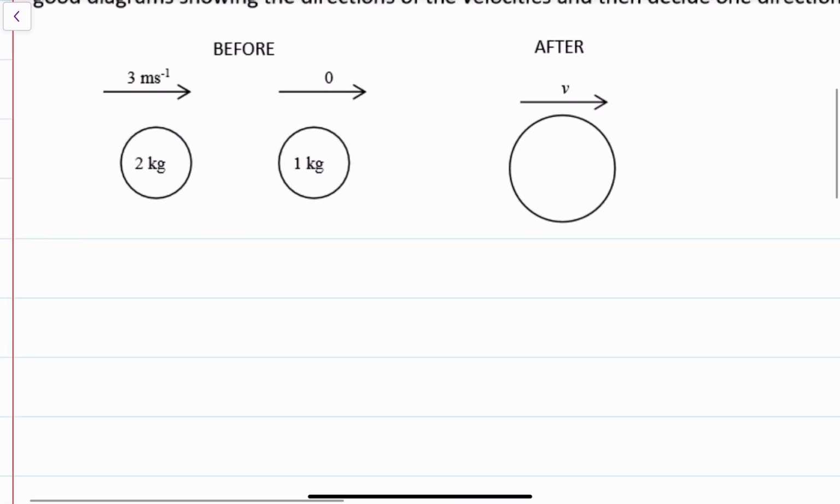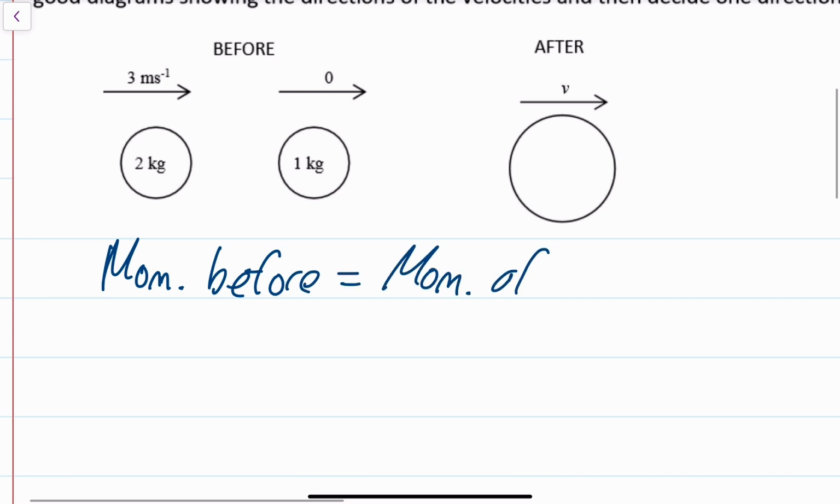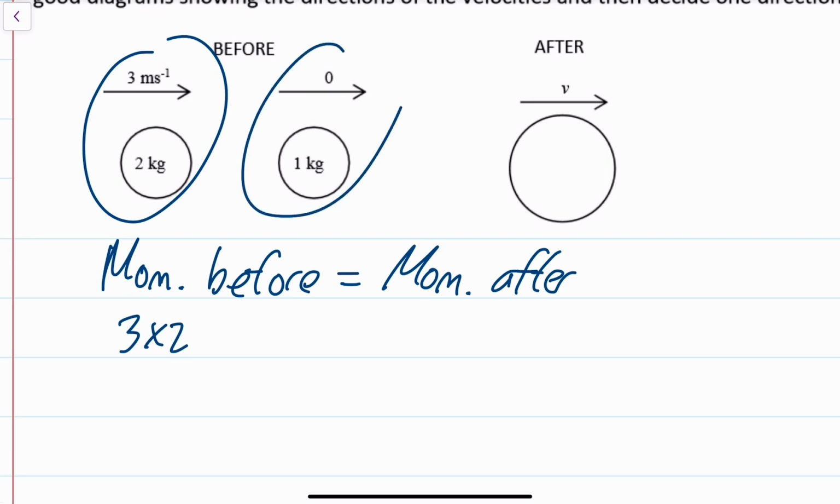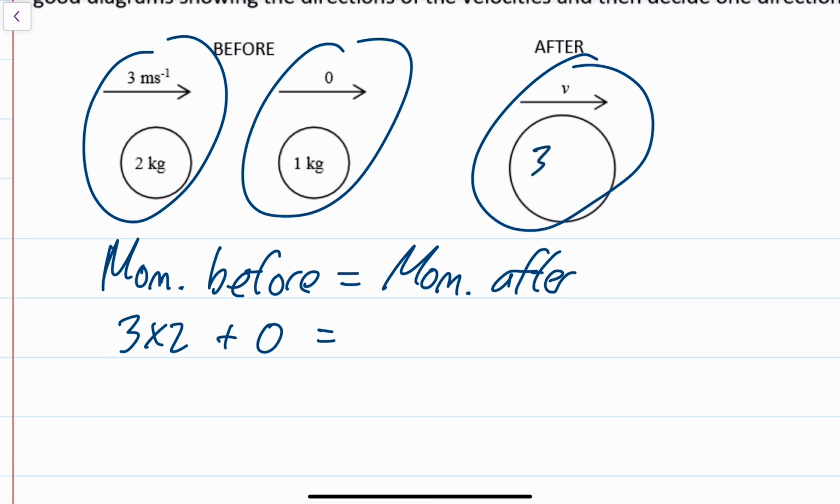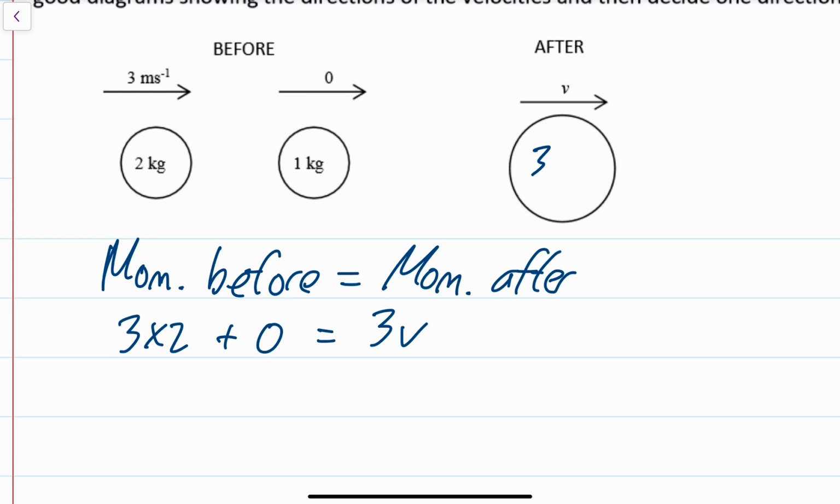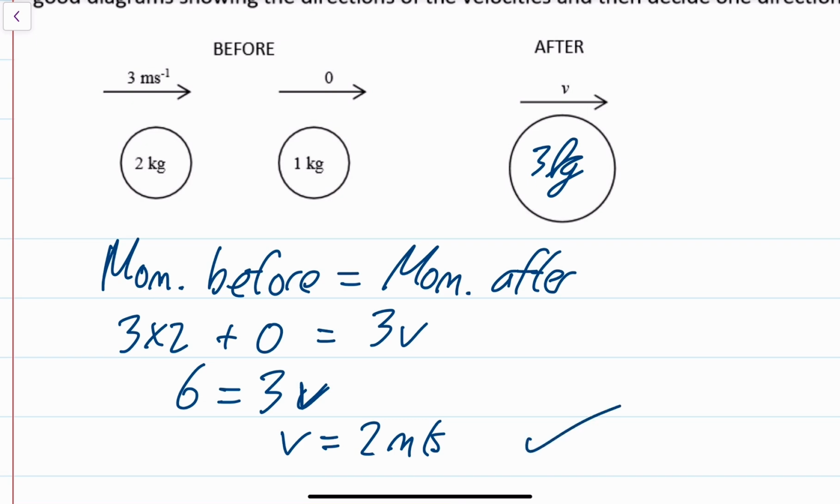So momentum before equals momentum after, same idea. For the first one, you've got 3 times 2. For the second one, it's just 0. And after, it's going to be the total mass, which is 3 kilograms, so it's just 3V. So 6 is equal to 3V, and V works out to be 2 meters per second. That is it.